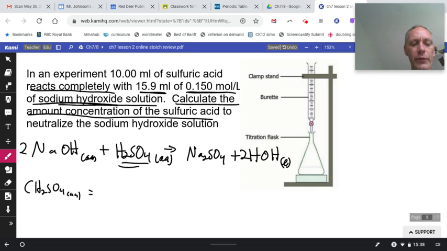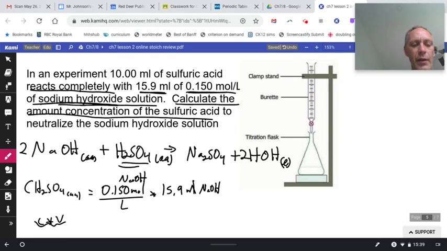If we put the moles on top, 0.150 moles per liter of NaOH times its volume, 15.9 mL of NaOH. So these are both NaOH, and this is important. It's always concentration times volume, or moles per liter times liters to get the moles. So we've got the moles of NaOH, perfect.